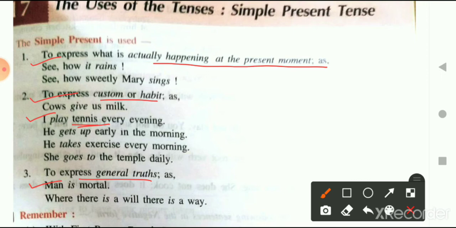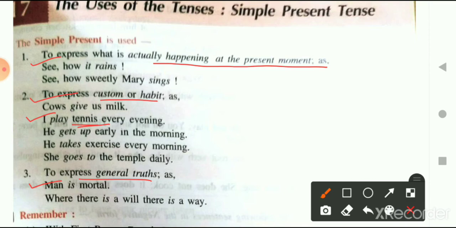Okay, second is where there is a will, there is a way. So where there is a will, there is a way. You understood what is the meaning of this? It means if you want to do something, and if you have that will inside yourself, if you have that hard work you want to put into it, then if you want to find a way, you will find a way for things to happen. So these are the three ways in which we can use simple present tense.